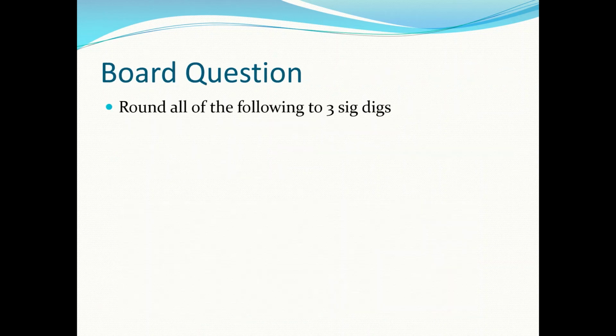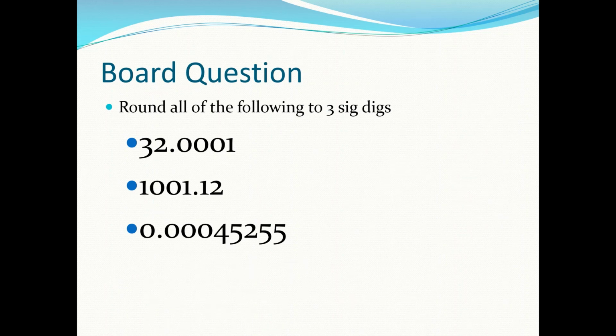So let's do a board question. So pause the video, try them, see if you get the right answer. So round all the following to 3 Sig Digs. Well, this one here, 32.0. Don't put that in scientific notation. It's not necessary. This one, right, if I try to do the same thing, it's like 100, 1,000.